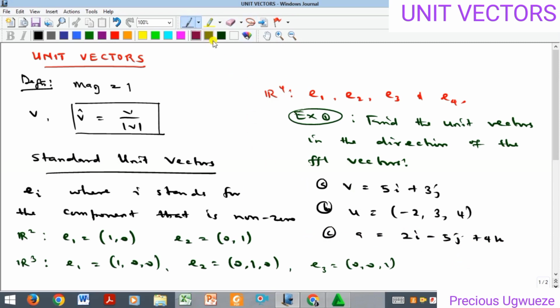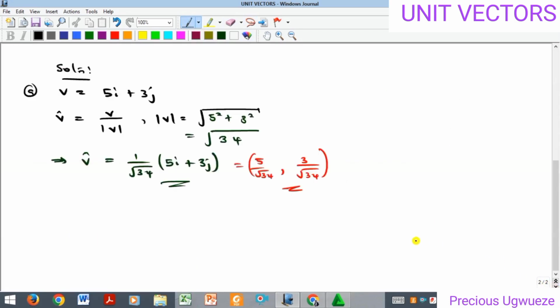We are asked to find the unit vector in the direction of these vectors, and we're going to make use of the formula. Here the vector is v equal to 5i plus 3j, and the formula says that v caret is equal to v all over the magnitude of v. The magnitude of v is the square root of 5 squared plus 3 squared, and that is root 34. You can write it in component form by bringing it into the bracket: 5 over root 34, 3 over root 34. You can confirm that this is a unit vector by finding its magnitude. That is for A.